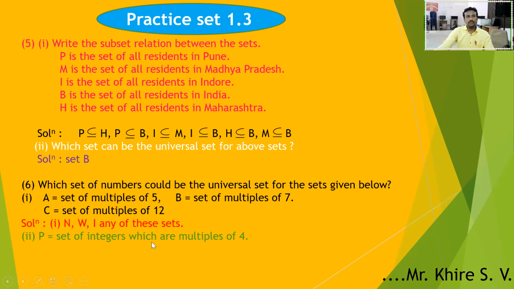Now, P is the set of integers which are multiples of 4. T is the set of all even square numbers. Again, identify which is the universal set. Again, natural numbers, whole numbers and integers. These are the universal sets of P and T because they contain all the elements in set P and set T.